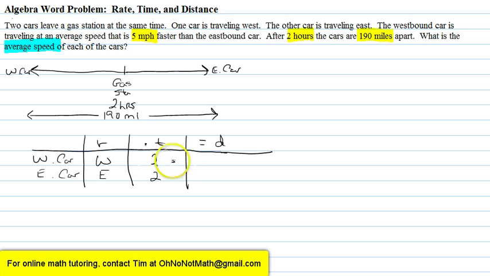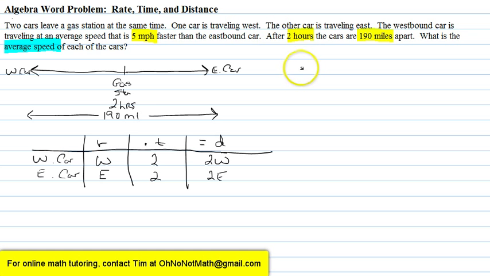And so now we can apply our formula. Rate times time equals distance. W times 2 equals the distance that the westbound car has traveled. So we just write that as 2W. 2 times E is the distance that the eastbound car has traveled. So we'll write that as 2E. So now we need to set up two equations. We have two unknowns, W and E, so we need two equations to solve that problem.